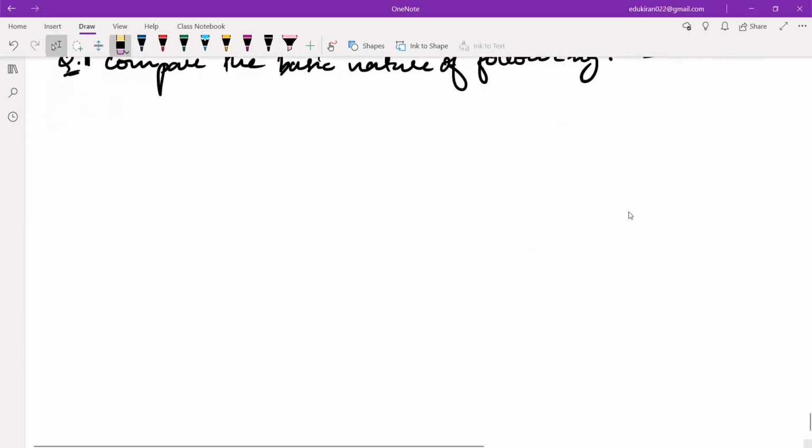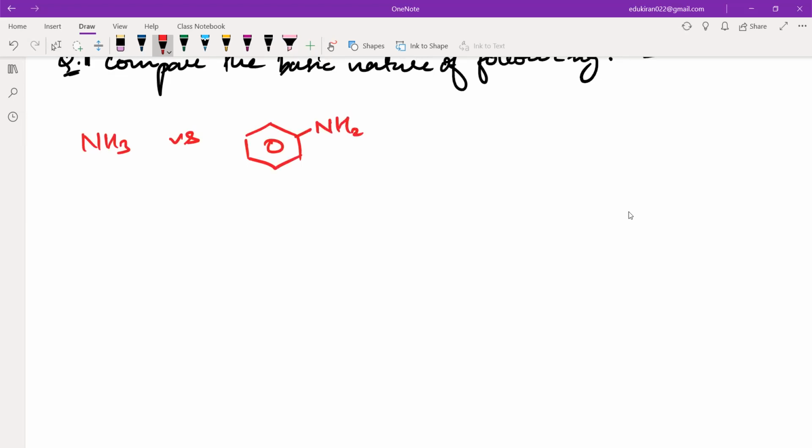Then you have a question regarding aryl amines and ammonia, which will be more basic. So next is the comparison between NH3 versus aryl amine. In aryl amine, we will have a benzene ring with an NH2 group, and there will be a lone pair here. Now we all know that due to resonance, this will be a partial double bond, and this lone pair is delocalized. It is delocalized, yes or no? Yes, sir, it is delocalized.